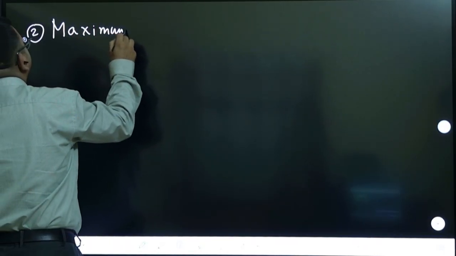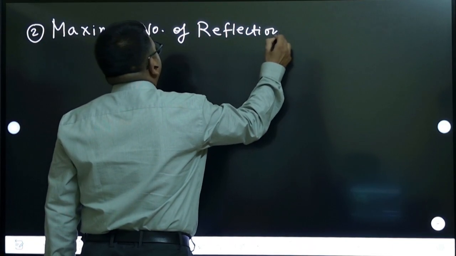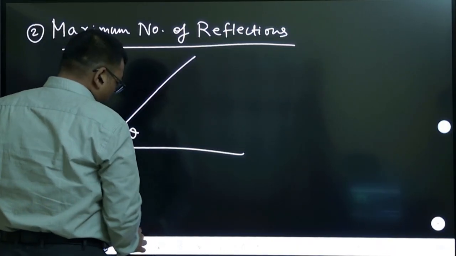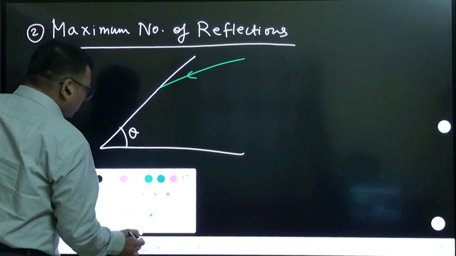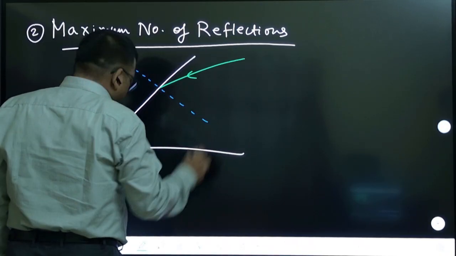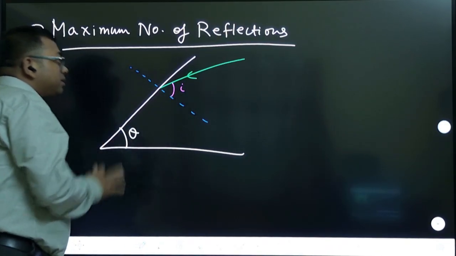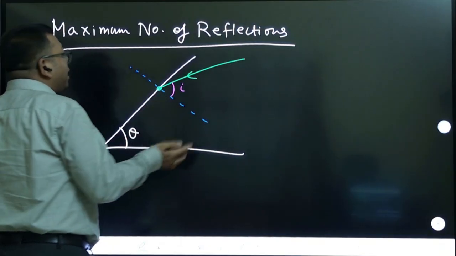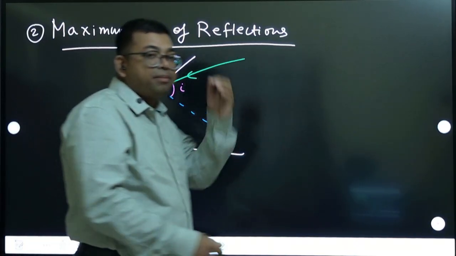This is the second topic: maximum number of reflections. Consider mirrors inclined at an angle theta, and take for example a ray coming like this. Make the normal here; let us say this ray is making some angle I. This angle I is given. Now the question is how many maximum reflections can happen? Here one reflection, next second, third, fourth. How many reflections can happen?